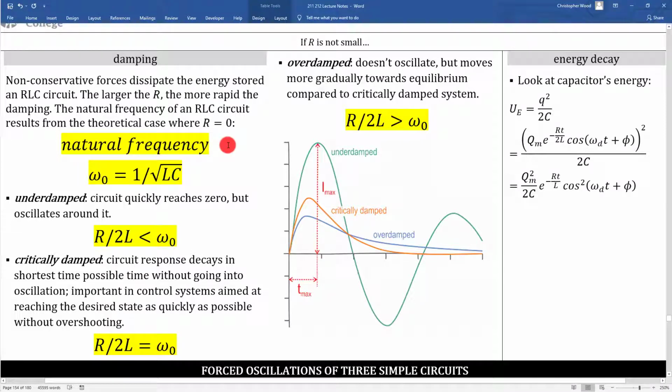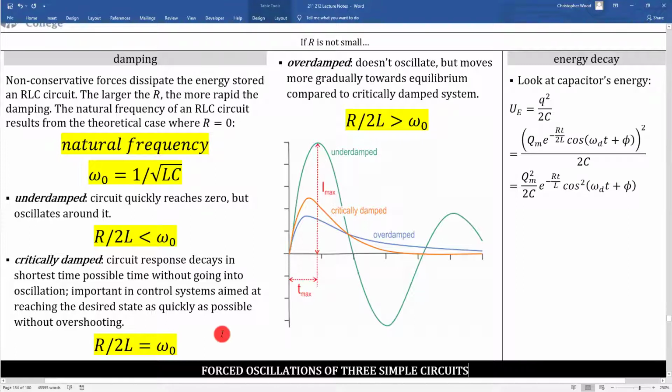I should make special mention of the term natural frequency. This is the frequency that the circuit would oscillate at if there were no resistive losses. If the term R over 2L is less than the natural frequency, we refer to that as underdamped. The circuit quickly reaches zero but oscillates around it like you see here on the graph.